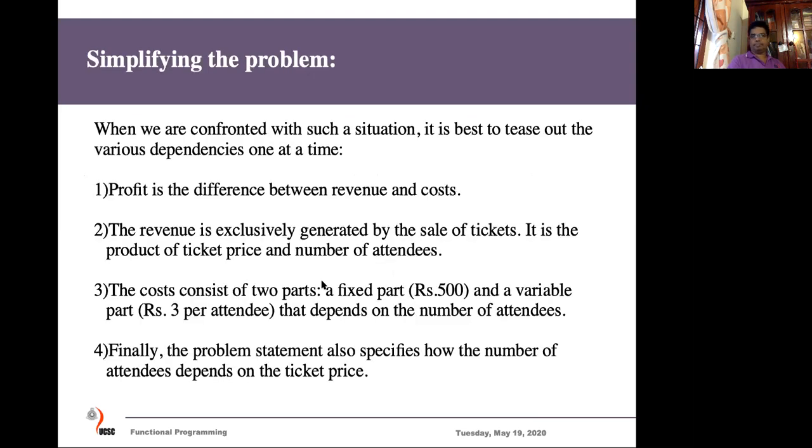How do you do that? So as I said, we can divide this into the set of sub-problems, simplify the problem into the set of sub-problems. First of all, the profit, we need to implement a function to calculate the profit. Profit is the difference between revenue and the cost. Then we need a function revenue, which is exclusively dependent on the ticket price. Then we need a function called cost. It consists of two parts, that is fixed part and the variable part. Variable part depends on the number of attendees. Then finally, we need the statements to find out the number of attendees at each ticket price.